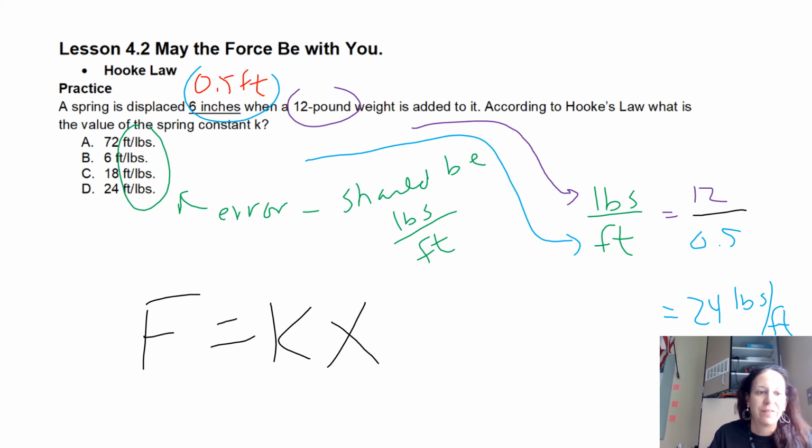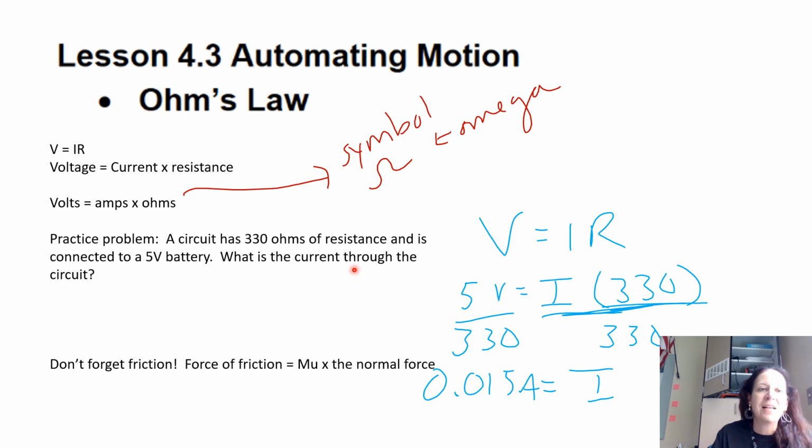So there's that. Last slide here is Ohm's law. Ohm's law is on your reference sheet. It's V equals IR, which doesn't help you a whole lot if you don't know what those letters mean. So this has to do with circuits. Voltage is equal to current times resistance. V for voltage is pretty good, and R for resistance. The one that's kind of weird is current being I.